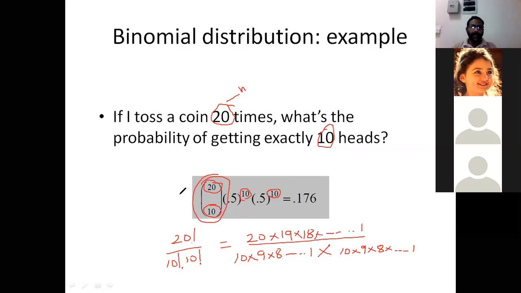Actually, in the calculator, because in the exam you can use a scientific calculator. In the scientific calculator, there's a symbol like this. You can use that.